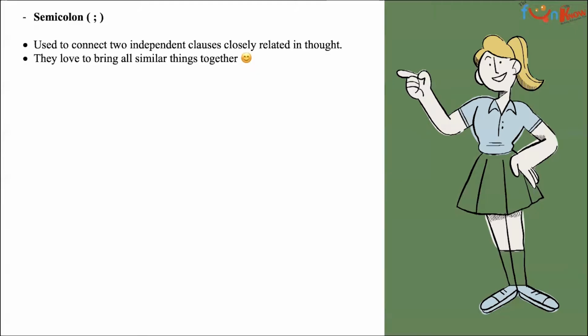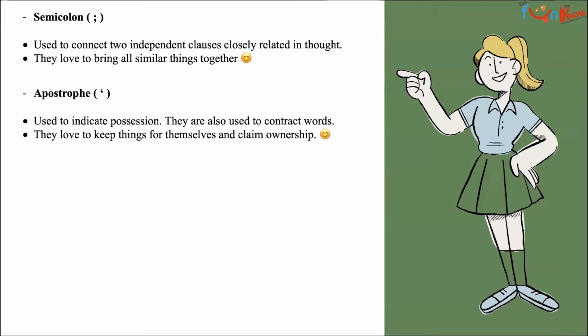Next, we learned about semicolon. They used to connect 2 independent clauses closely related in thought. They love to bring all similar things together, isn't it? Next one is apostrophe. They're used to indicate possession. They also used to contract words. They love to keep things for themselves and claim ownership.